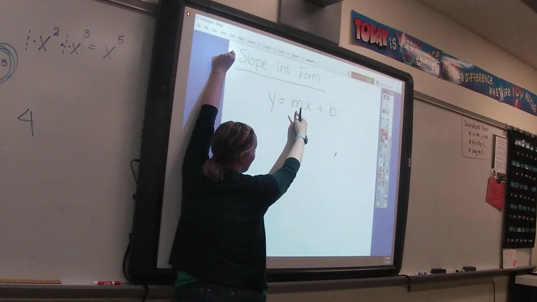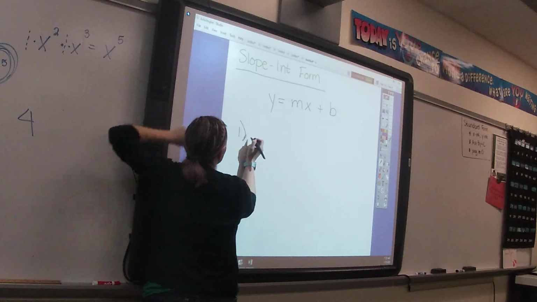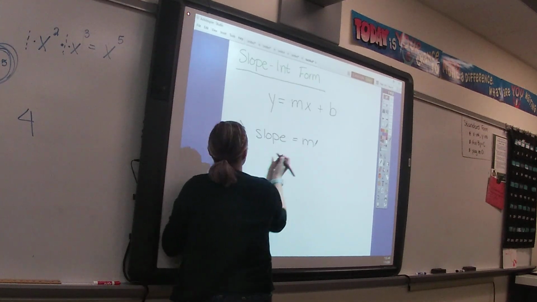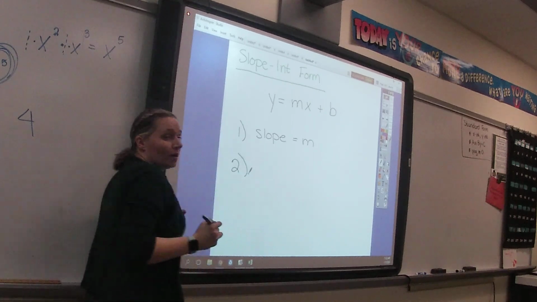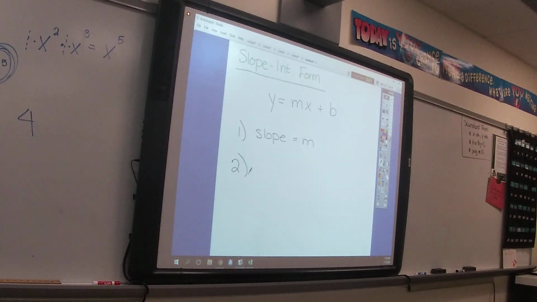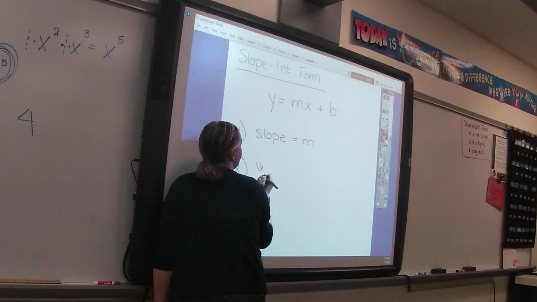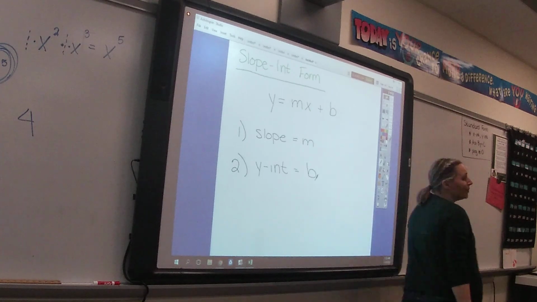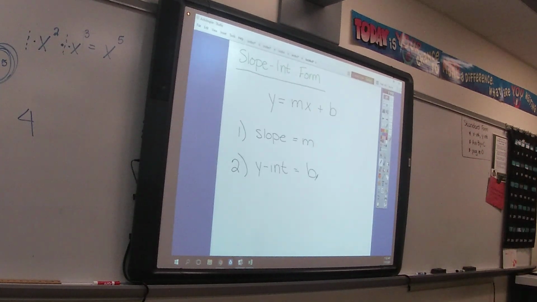So what does m stand for? Slope. Okay, so one thing that we can find is slope, which is the m. And what point? Like y-intercept. Yeah, it's the y-intercept, right? So the other thing that we can find is the y-intercept, which is b. I mean, slope-intercept form did not take a whole lot of creativity to name. Right? We can find a slope, and we can find a y-intercept.